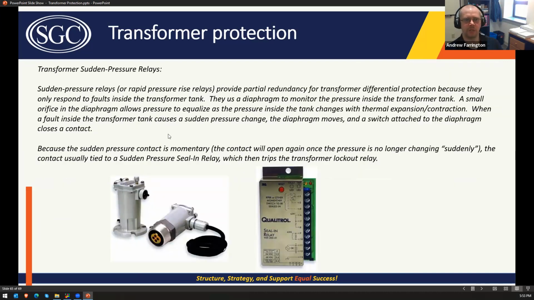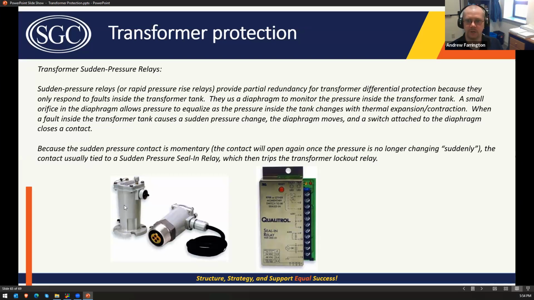Transformer sudden pressure relays. I think Adam might have talked about this in his one-line course, but sudden pressure relays, also known as rapid pressure rise relays, provide kind of backup protection to a transformer differential relay. Obviously, if you have a fault inside of a transformer, you're going to cause immediate heating. The expansion of the arc is going to cause a rapid pressure rise inside the tank of the transformer. And this is an example of a sudden pressure relay.